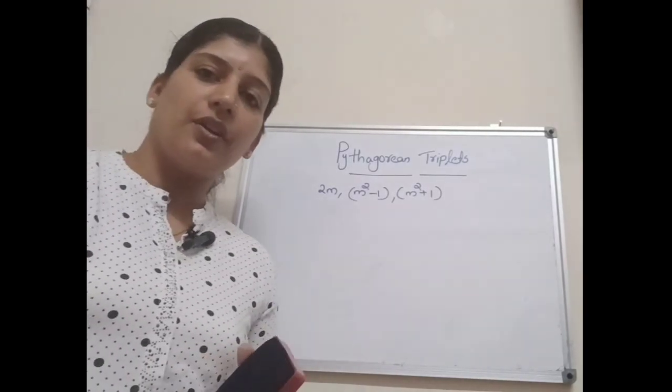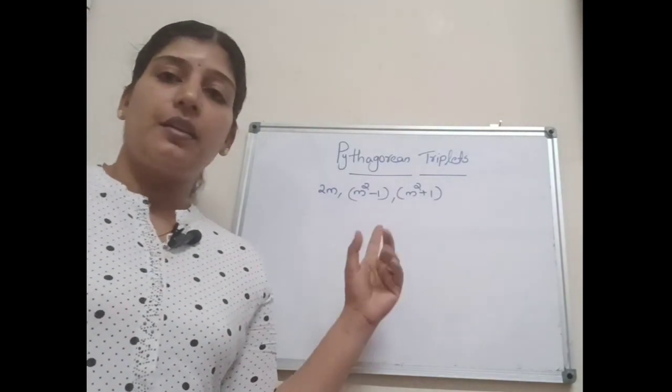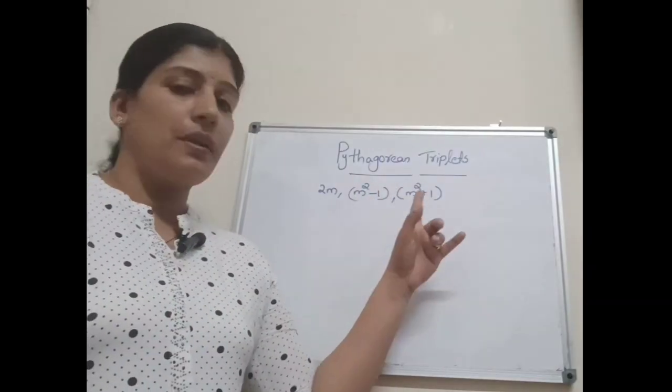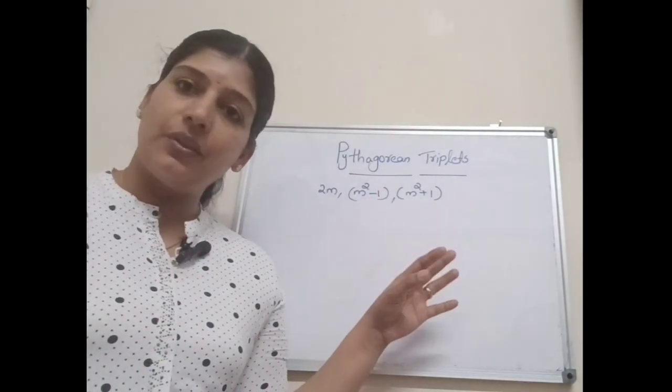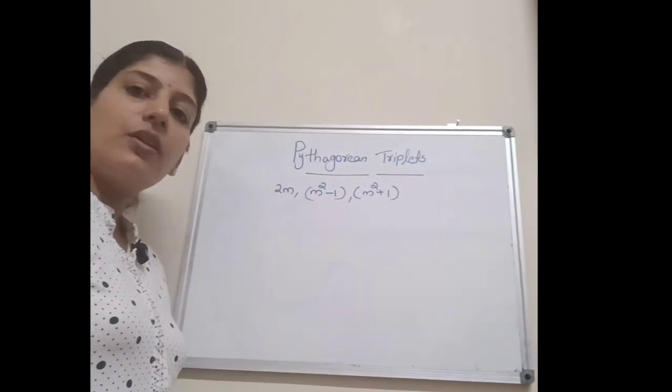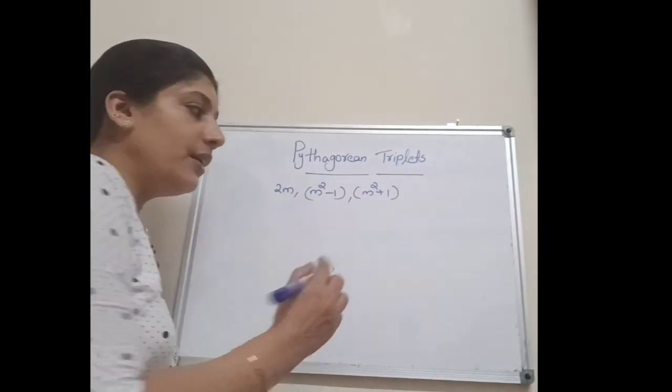Hi students, today we are going to discuss the topic Pythagorean triplets. Pythagorean triplets can be defined by using the Pythagorean theorem. Pythagoras theorem is defined on a right-angled triangle.